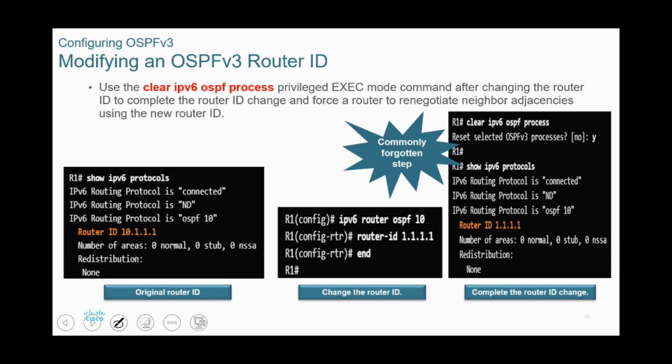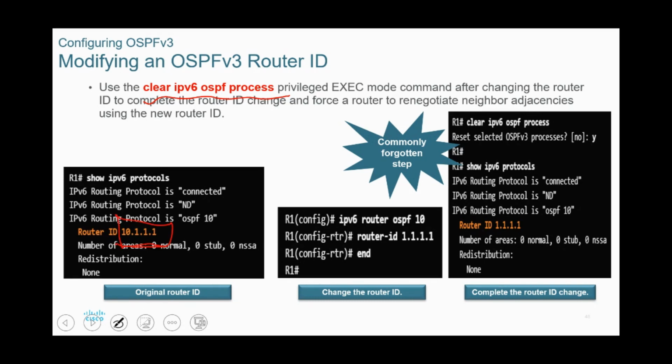And if you want to modify it, it's the same as IPv4. You can just clear your IPv6 OSPF process. You go to privileged executive mode and just clear it. Then you can show your IPv6 protocols, and you have 10.1.1.1. After that you can go to IPv6 router OSPF 10, then configure the router ID. So now your original router ID is 10.1.1.1.